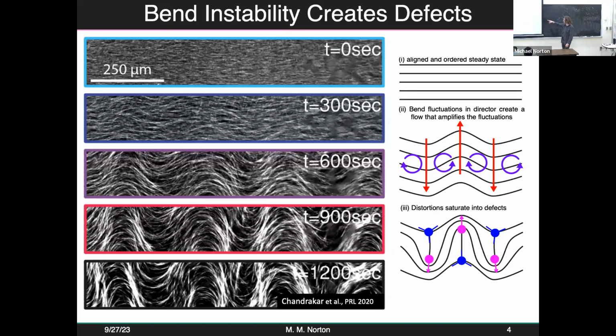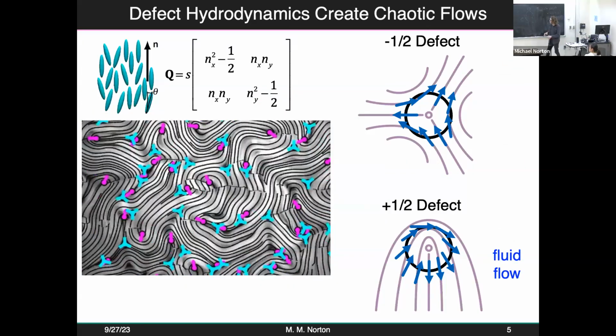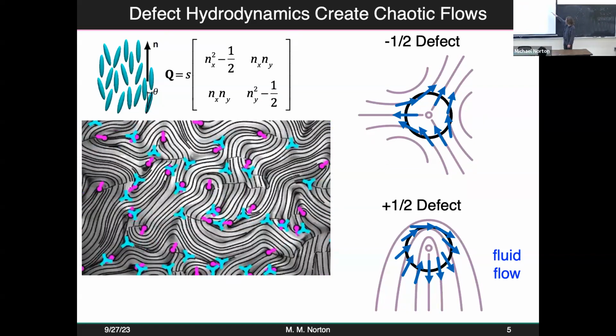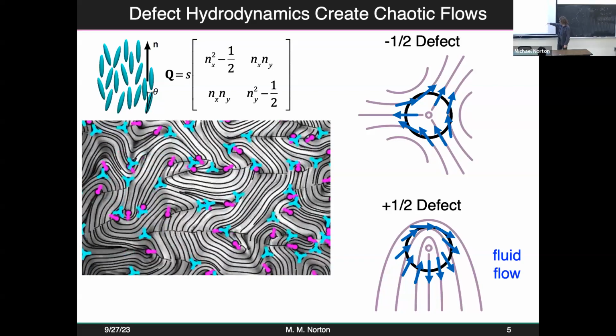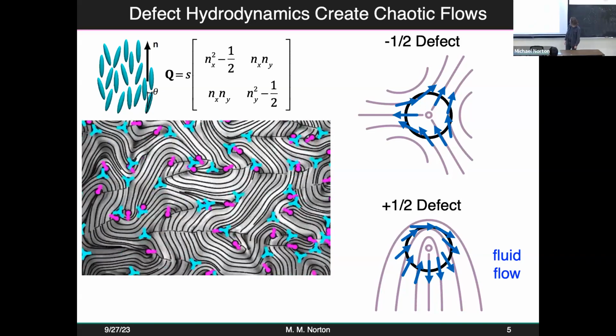What's interesting about the system is that those bend deformations saturate into topological defects. These are isolated regions of disorder. What was giving the characteristic flavor of the previous movie was the motion of these topological defects. Now if I label them according to their topological charge, we have a -1/2 defect, which are these triangular objects, and +1/2 defects. We can see them swimming together in the active dynamic.